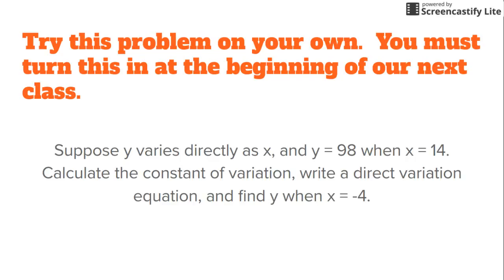Again, you're going to have the 3 parts of the problem. First, you're going to calculate the constant of variation. That's k, so solve for k. Then you're going to write the direct variation equation. Remember, use the k you found here. And then you're going to find the value of y when x is -4.